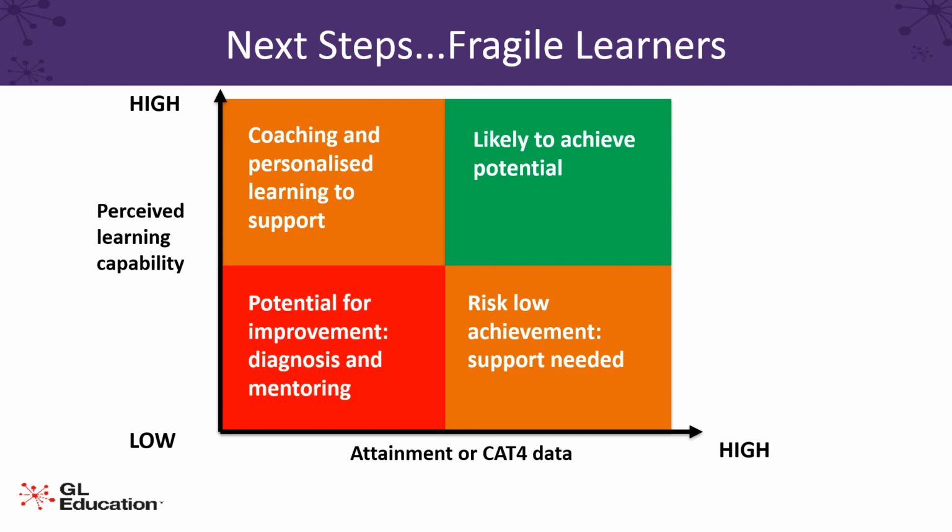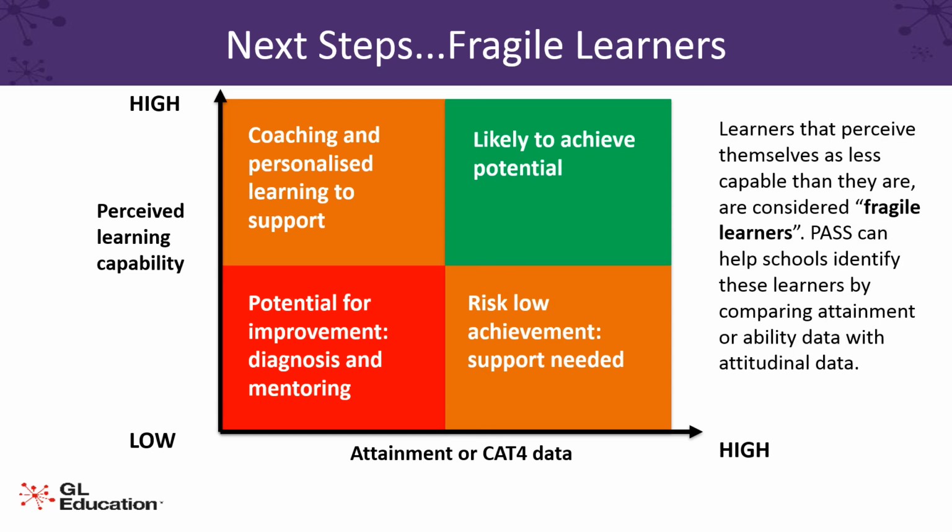Those with low scores across both CAT4 and perceived learning capability can benefit from identification and support in the form of mentoring. These students can be found in the bottom left quadrant, which is coloured in red here. Learners that perceive themselves as less capable than they are considered fragile learners. These are the students in the bottom right quadrant. They have high CAT4 mean scores, but very low percentile scores for perceived learning capability. Using PASS and CAT4 and triangulating this data can help you to spot these students and support them appropriately.